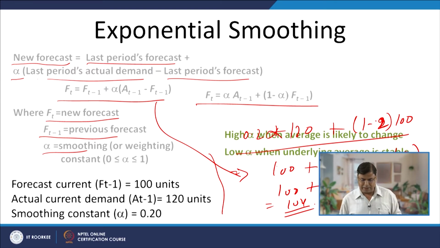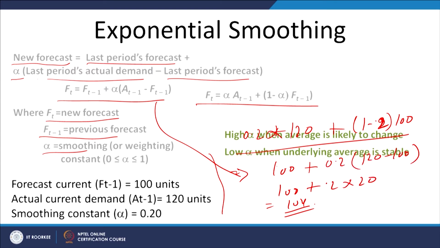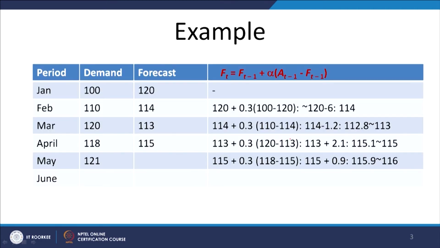That is how we can calculate. So, a high alpha value is used when the average demand is going to change, and a low value is used when the underlying average is almost stable.